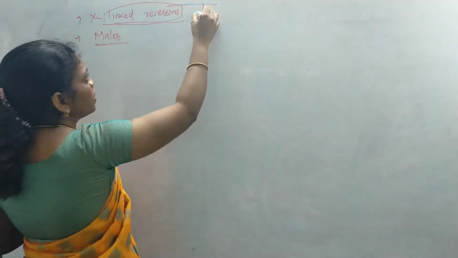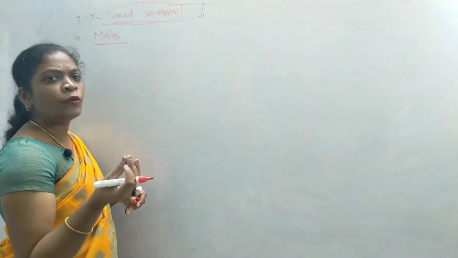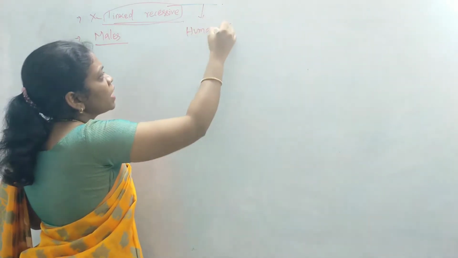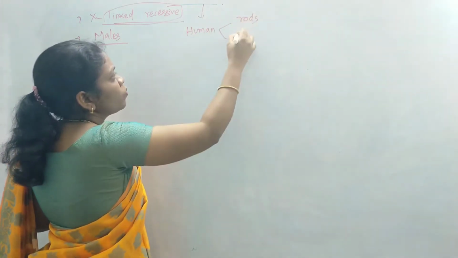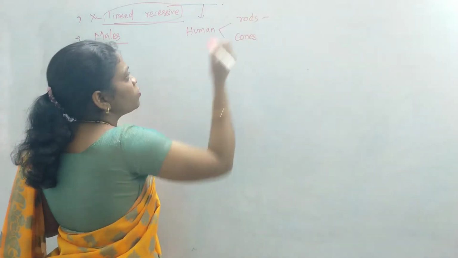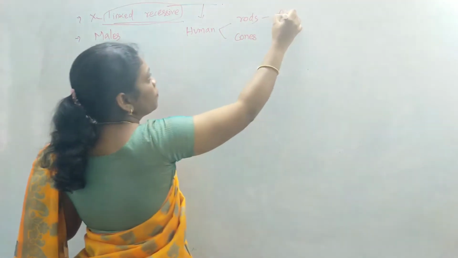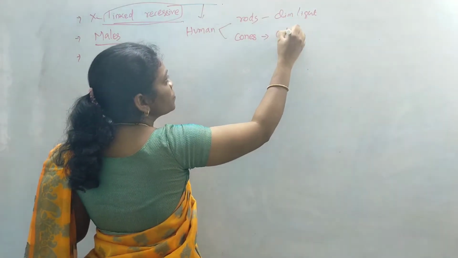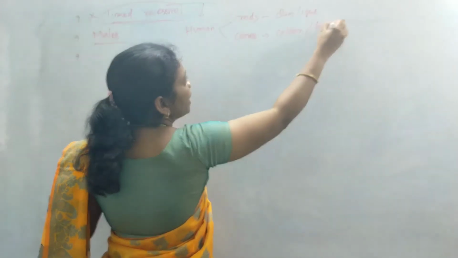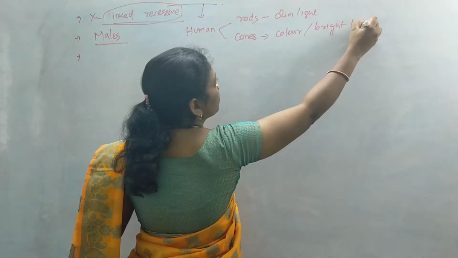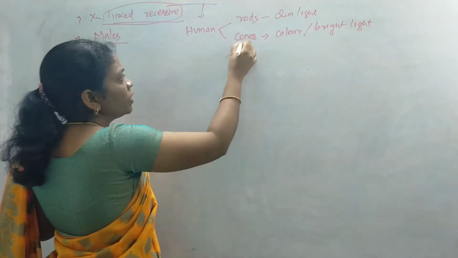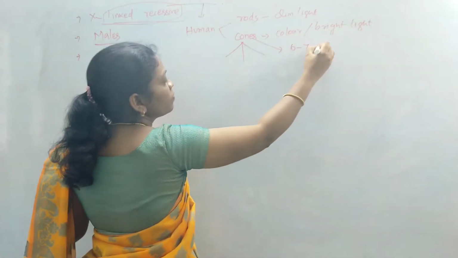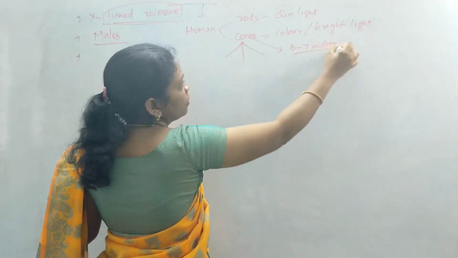Color blindness is of different types, where people are not able to identify different colors. The human eye has two types of cells: one is rods, another one is cones. Rods help in dim light vision, and cones help in the perception of color vision or bright light vision. The number of cones is around 6 to 7 million in our human eye.